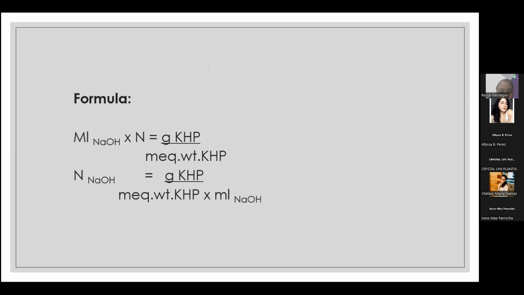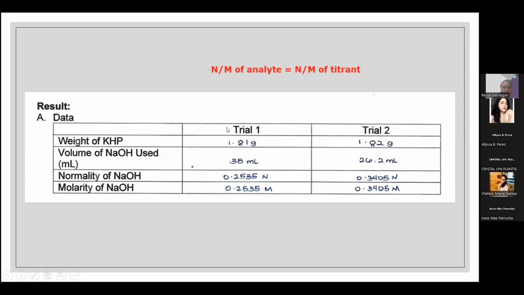The normality of the sodium hydroxide is still equal to the grams of the primary standard, which is the potassium hydrogen phthalate, divided by its milli-equivalent weight, that is still for the potassium hydrogen phthalate. Kung kaninong weight yung ginamit, ganun din yung milli-equivalent weight ha. So KHP, KHP yan siya. And then for the mL, that should be for the titrant. So in this case, our titrant is the sodium hydroxide. Okay? Pero yan yung sample natin, but at the end of the day, their concentration will be equal. Okay? So these are your results.